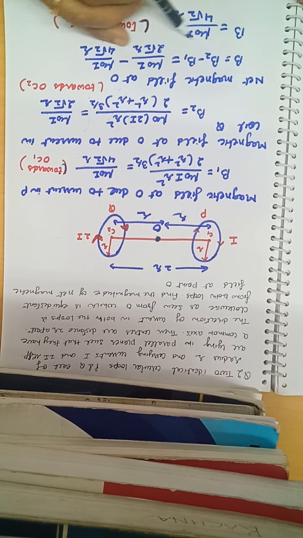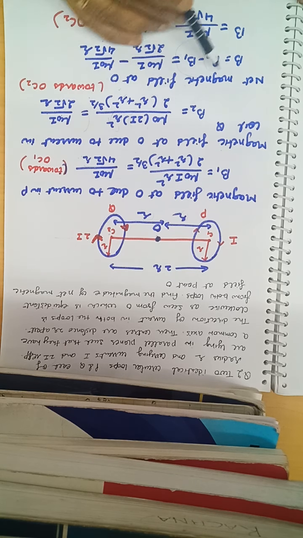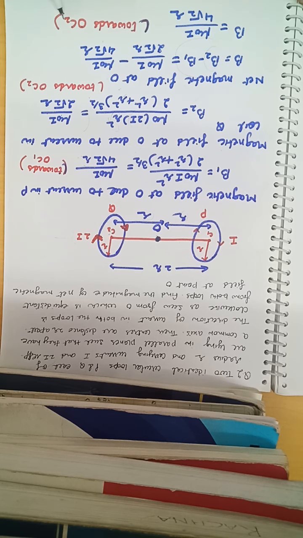And what is the direction of the net magnetic field? Towards the greater field side. So which field is greater? B2 is greater. So that is why the net magnetic field is directed towards OC2.